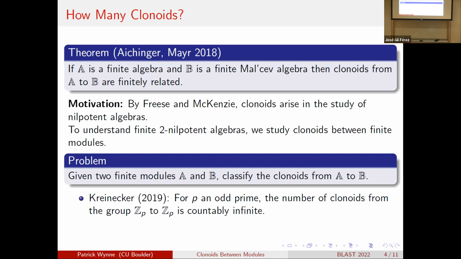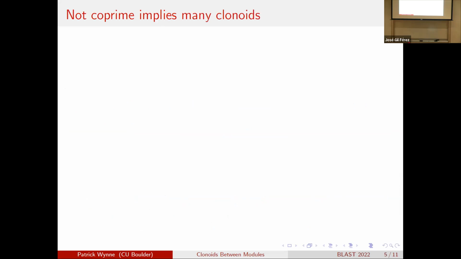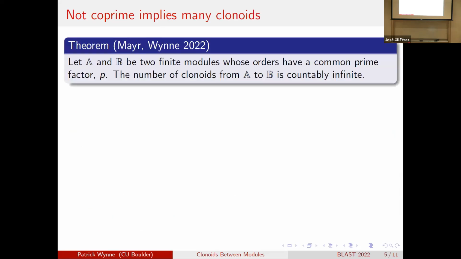Sebastian Kreinecker showed that for an odd prime p, the number of clonoids from the integers mod p to the integers mod p is countably infinite, and he characterized them fully. There are the finitely generated ones, and then there are also countably many that are not finitely generated. First we'll generalize this a little bit. If we have modules A and B which are not of coprime order, then there are still countably infinitely many clonoids from A into B.